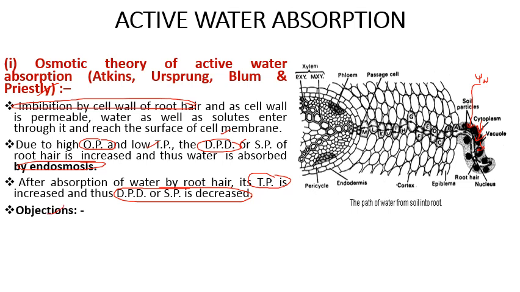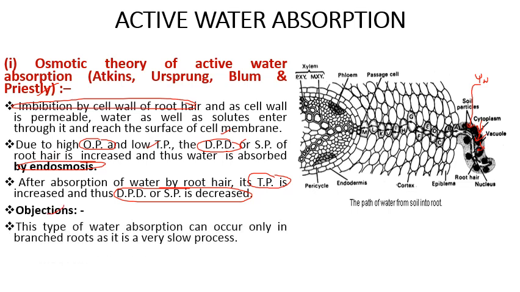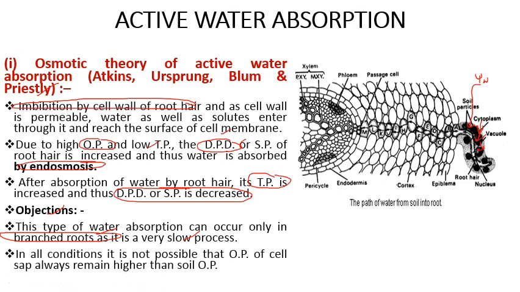There are some objections to this theory. This type of water absorption can occur only in branched root systems, plants having profusely branched roots, and it is a very slow process. In all conditions, it is not possible that the osmotic potential of the cell sap always remains higher than the soil osmotic potential. So it is not possible all the time that the osmotic potential of the cell sap is higher as compared to the soil.